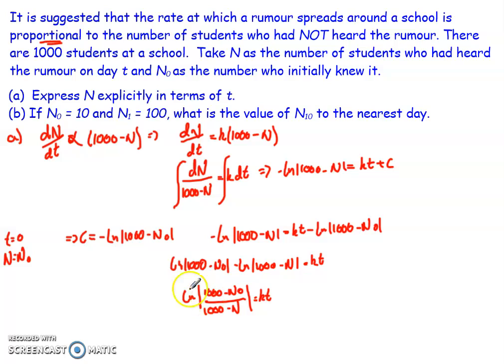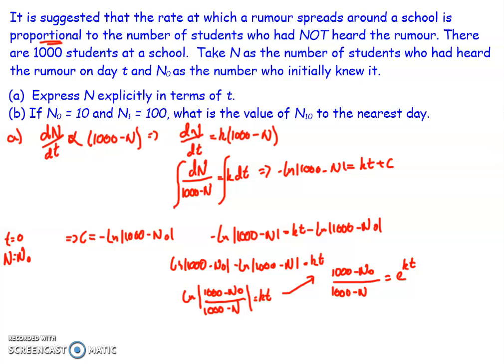And again, get rid of the ln by taking it across as an exponential on this side. And I've got (1000 minus N naught) over (1000 minus N) equals e to the power of kt. So I've got that written there as my equation. What I now need to do is express N explicitly in terms of t.